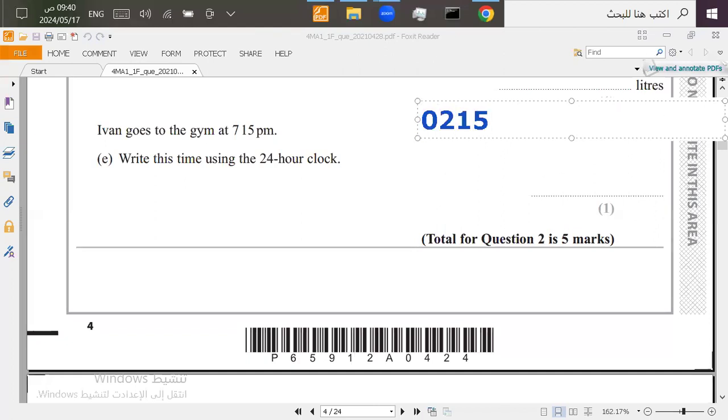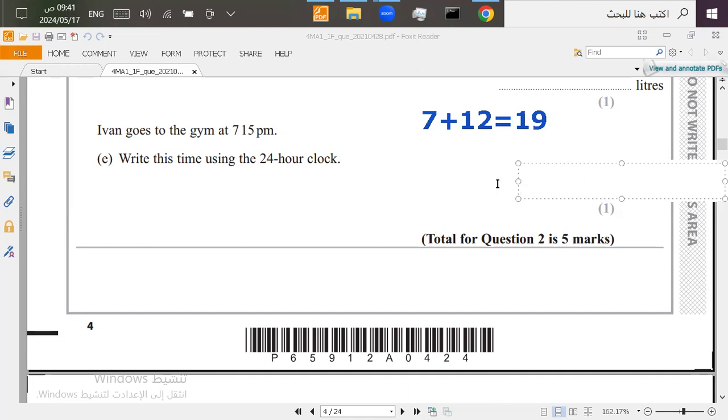This is 2 AM in the 24-hour system. Now, if it's PM, as we said, we're going to add 12 to the hours. So it's going to be 7 plus 12, and the answer will be 19. So the clock in the 24-hour system will be 19:15, like this. And this is in the 24-hour clock system. Now let's move on to the next question.